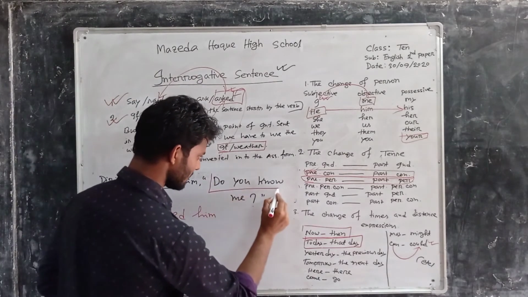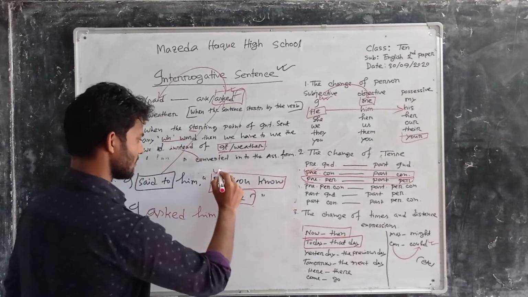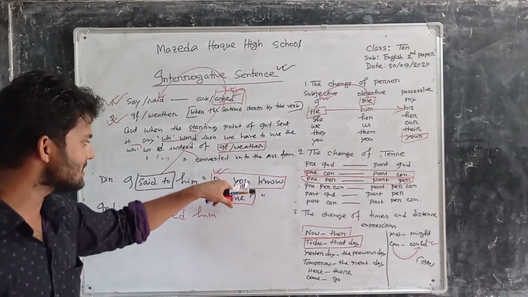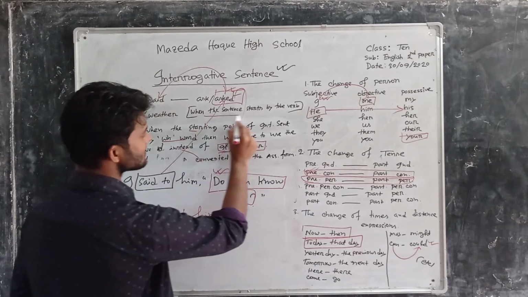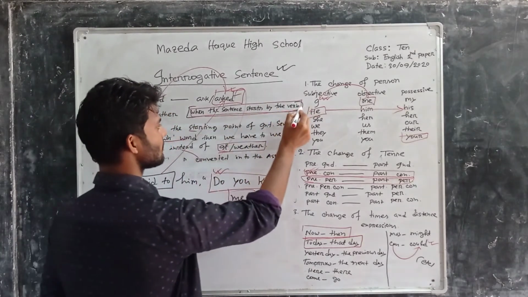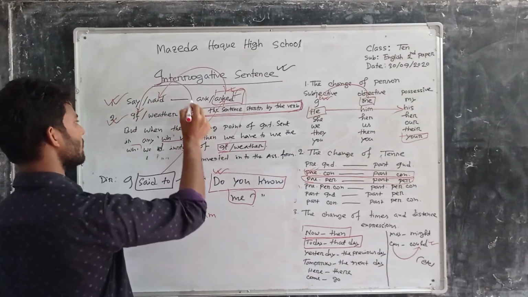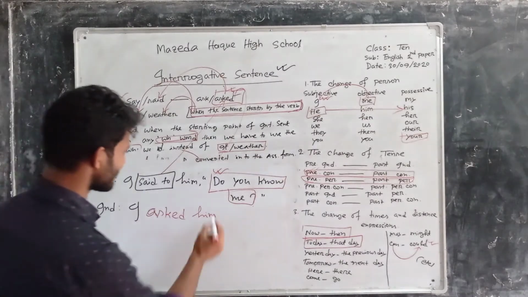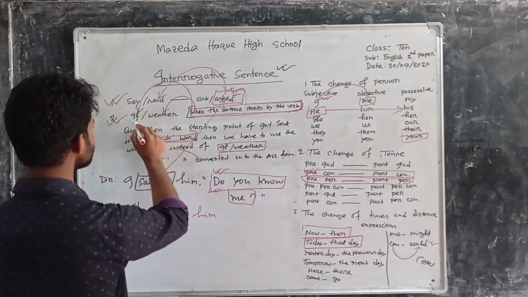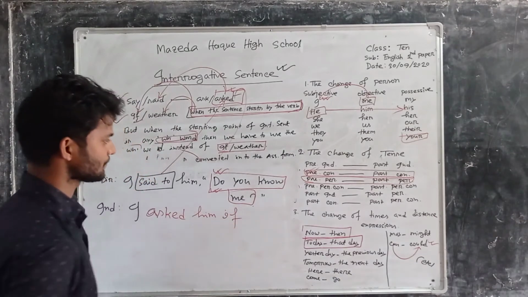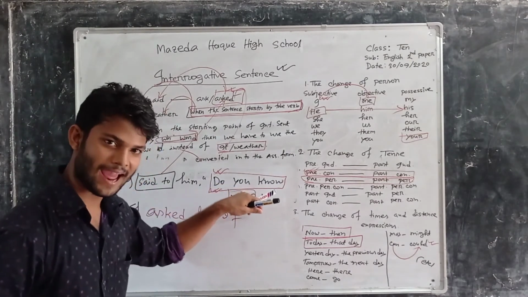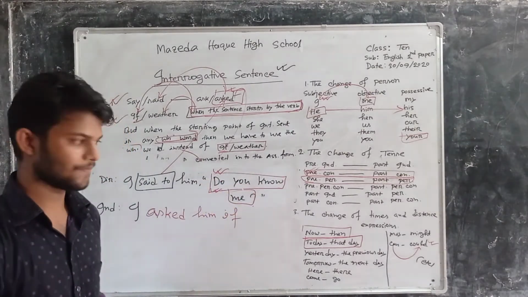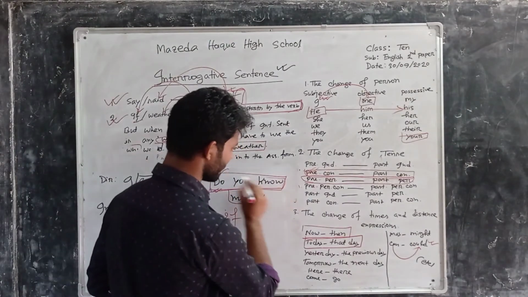We are seeing the starting point of the sentence is do. The starting point of this sentence is do, and it is a to be verb. When the sentence starts with a to be verb, we have to use if or whether, not a W's word. As there is no W's word, we will use if.